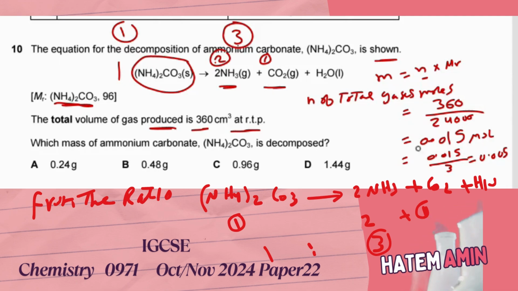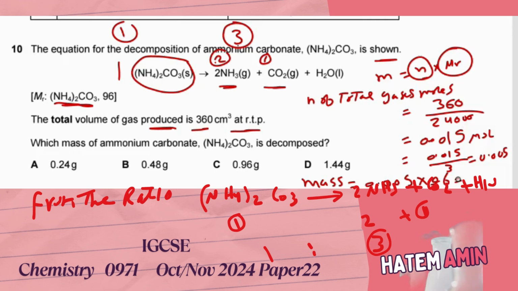How can we find the mass? Now we multiply this number by the molar mass. So the mass equals 0.005 multiplied by 96. This is the molar mass number, which gives me 0.48 gram. So which option is this? That option is B. So this is the correct answer, 0.48.